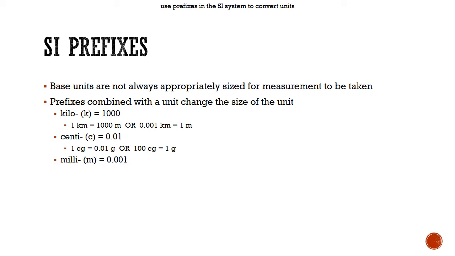And then the final one that you're probably quite familiar with, or at least you've heard of before, is the prefix milli. That means 1,000th. So if I had 1 milliliter, that would be 1,000th of a liter. Or another way I could write it would be 1 liter equals 1,000 milliliters, because it would take 1,000 of those parts to equal the whole of the liter.